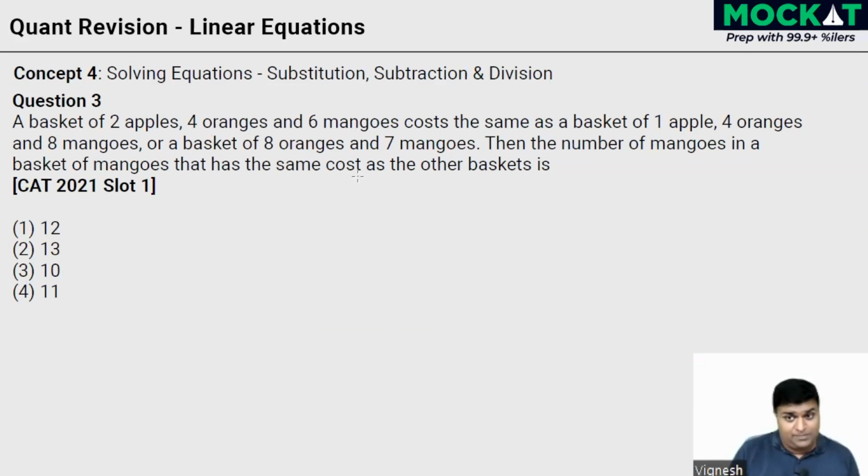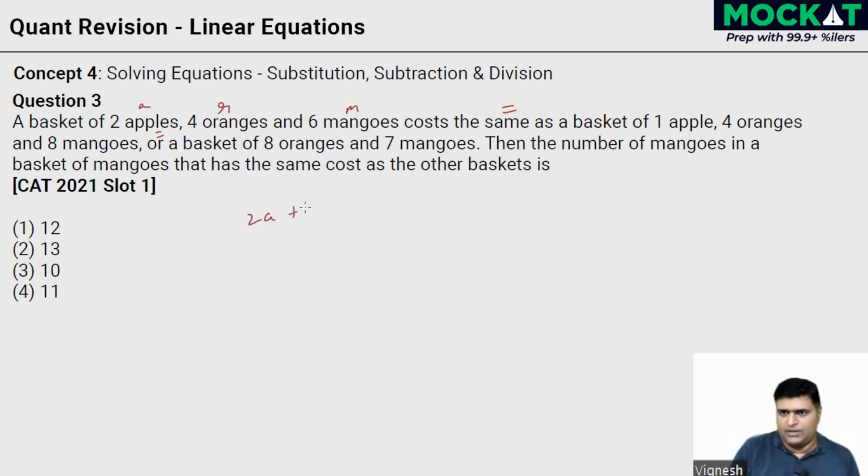A basket of 2 apples, 4 oranges, and 6 mangoes costs the same as, same means equal to symbol, as a basket of 1 apple, 4 oranges, and 8 mangoes. Okay. What do I observe with these two? 4 oranges here, 4 oranges here. If I equate these two, I can find the ratio of the cost of an apple to a mango. Okay. Or a basket of 8 oranges and 7 mangoes. Okay. Fine. So let's do it, right? It's just saying, all of these are going to be equal. Let's call this R, let's call this M, and let's call this A.